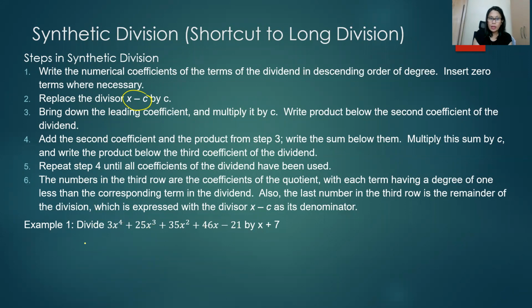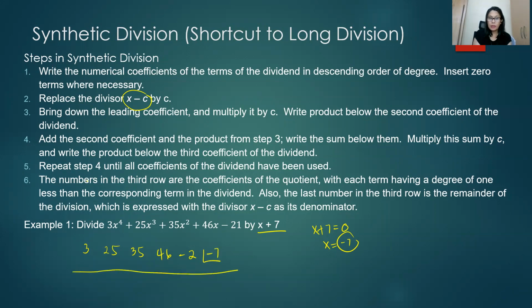So we're just going to write the coefficients here of the dividend. And then this x plus 7 will be expressed in terms of the value of x. So this is x plus 7 equals 0, and then x equals negative 7. So this is our c. We can either write it here or on the other side.